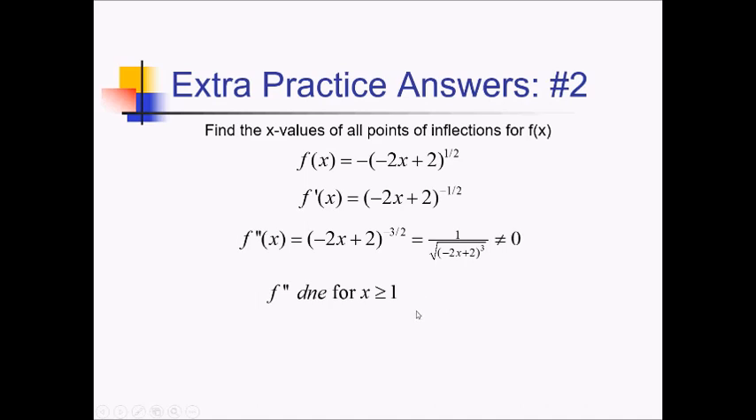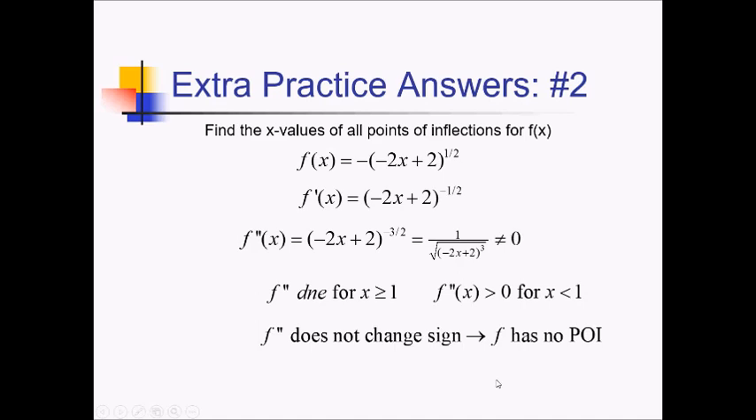So how about the values that are less than 1? Well, for values less than 1, we're guaranteed to get a positive result from this square root. And since there's nothing else to make this negative, this whole fraction is always going to be positive as long as I plug in an x value that's less than 1. Since this is always positive for everywhere that it's defined, that means there is no sign change for f double prime, and if you don't change signs for f double prime, then you're not going to have a point of inflection.